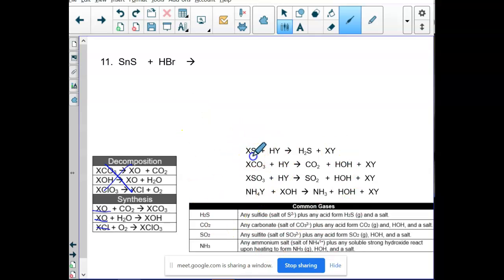I do have a sulfide and an acid, right? HY represents an acid. So I do have an XS plus an HY, don't I? So then it's going to be H2S plus X with Y. X is Sn, Y is Br. If you look back onto the side, if you follow this pattern.